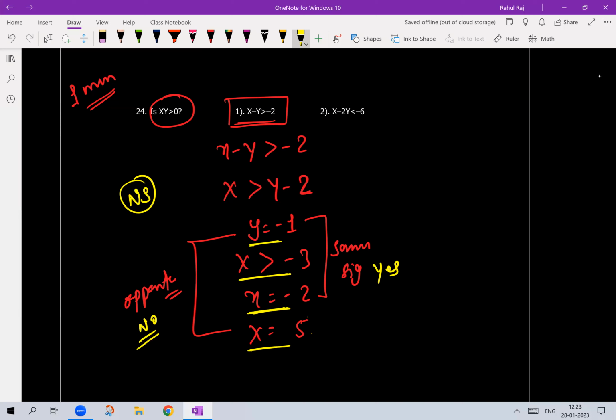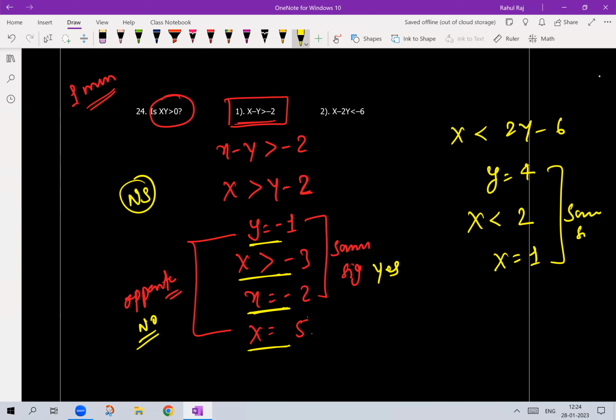Same thing I do with option number 2. x is less than 2y minus 6. I have no idea about x and y. You can take any number in the world that comes to your head. Doesn't matter at all. Imagine if I take y equal to 4. So what x becomes? x is less than 2. If x is less than 2, x can be equal to 1. x and y are of the same sign. Check. But x can be equal to -5. In this case, x and y are of opposite sign. Not sufficient. Straightforward.